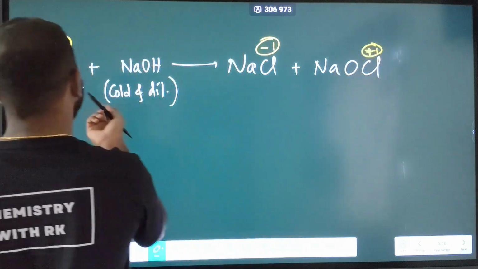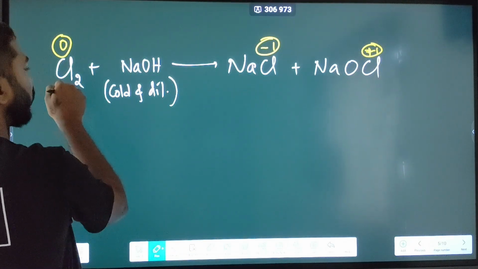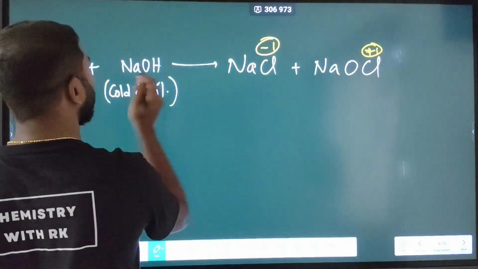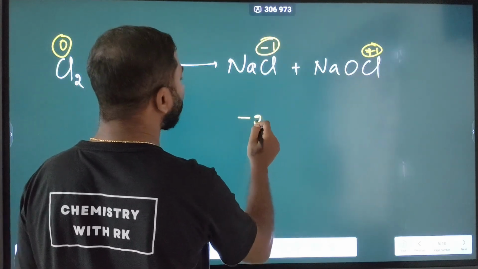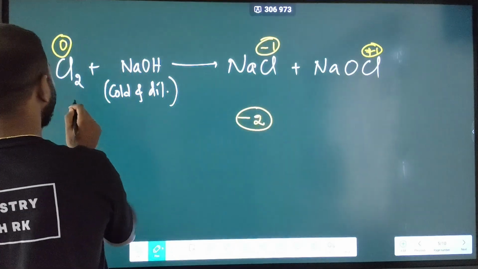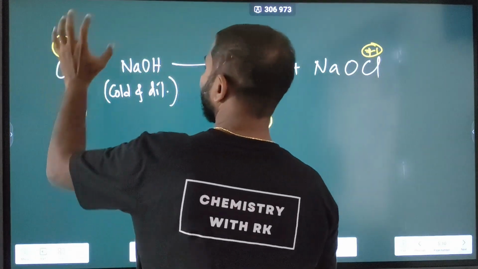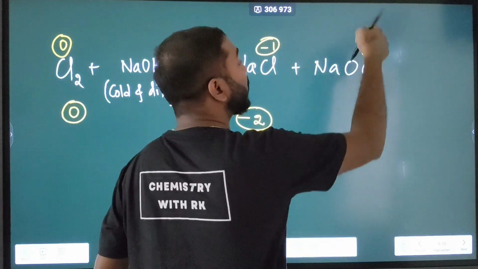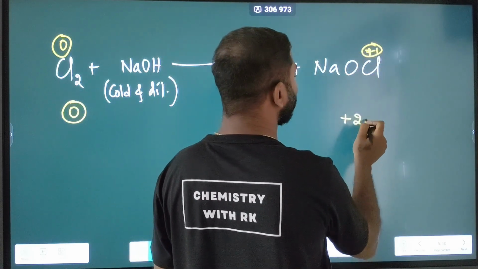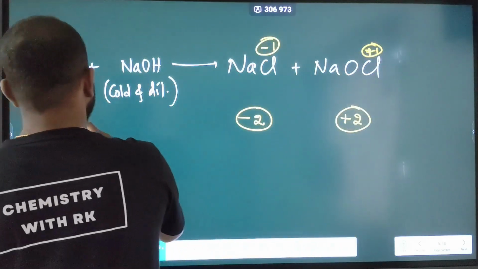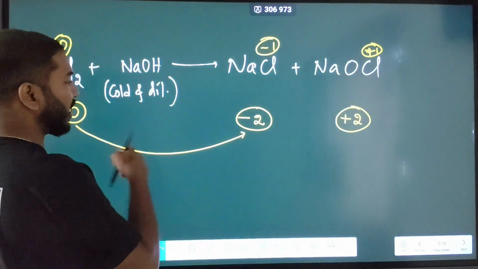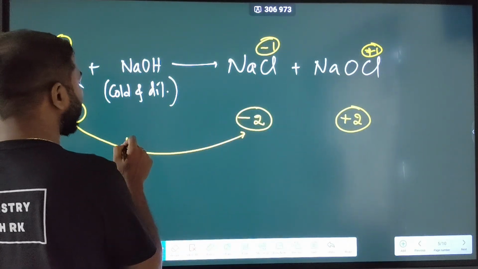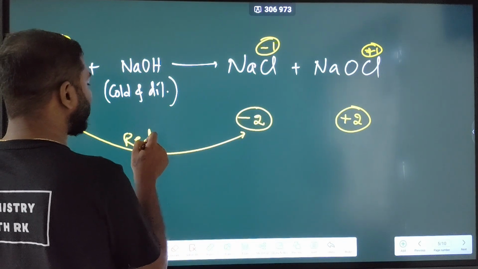Okay. As I told you, 2 chlorines, 1 chlorine, so 0 and then -1. So overall we need to take -2, right? Understood? And here for 2 chlorines it is 0, for 1 chlorine it is +1, for 2 chlorines it is +2. Now in this particular reaction, 0 to -2 is reduction.